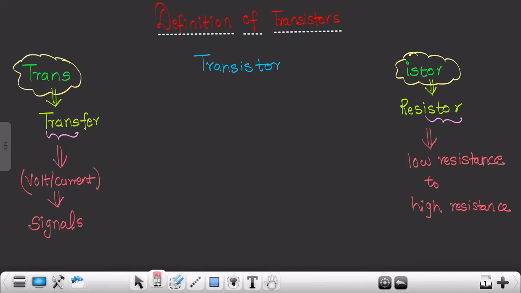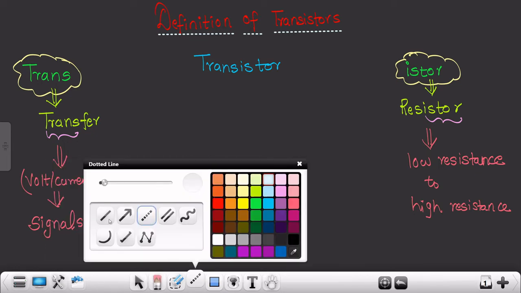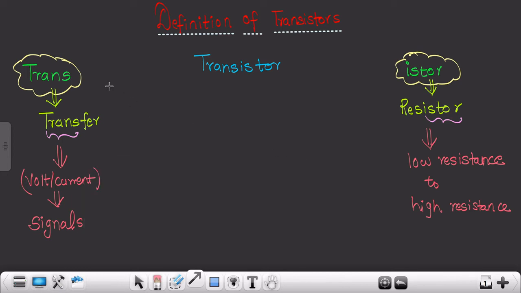Okay, so again I will explain what we saw over here. Before that, let me draw one arrow indicating that you have taken the trans word from here and the ister word from here, and let me highlight these two, trans and ister. These are two separate words, we combine them and thus we got transistor. So transistor means that it is a device which can transfer a signal. It can be in the form of voltage, or in the form of current, that's not a big deal. But the main thing is that it is transferring a signal from low resistance to high resistance. So this is the basic definition of transistor.